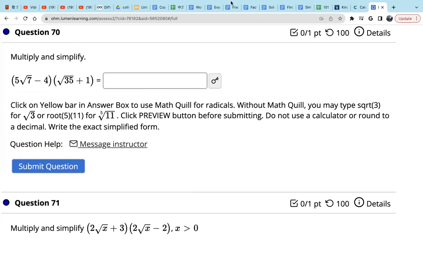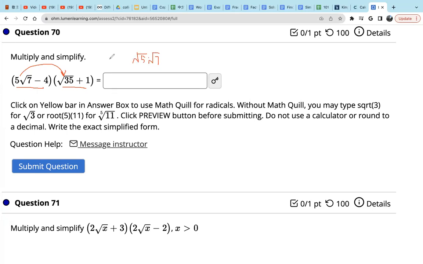Let's see 70. Multiply and simplify. So 2 terms here, 2 terms here. Well, 35 is 5 times 7, right? So square root 5 times square root 7, basically. So let's multiply those 2 first. When we multiply those 2, we think about square root of 35 is the square root of 5 times the square root of 7.